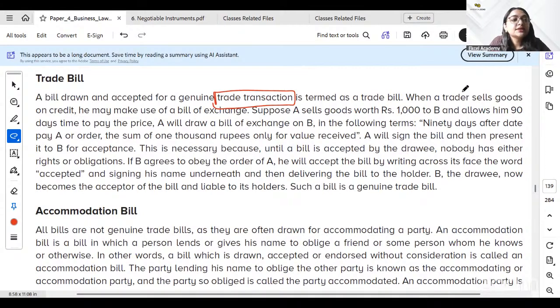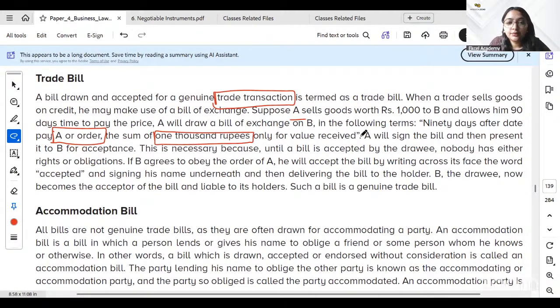When a trader sells goods on credit, he may make use of a bill of exchange. Let's say, for example, A has sold goods of rupees 1000 to B and allows him 90 days to pay the price. A will draw a bill of exchange saying: 90 days after date, pay A or order the sum of 1000 rupees only for value received. So who is A? A is the drawer, and also A becomes the payee, correct?